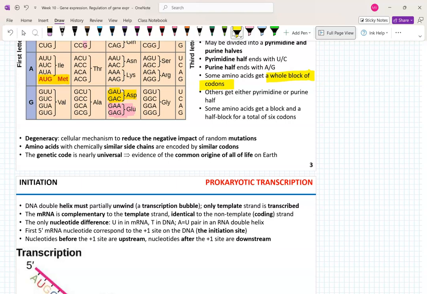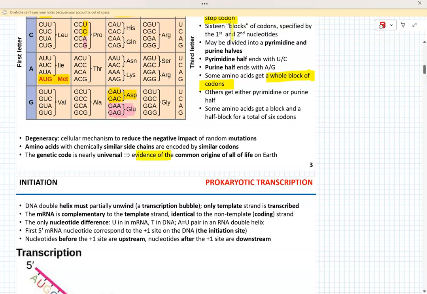In different organisms, the genetic code is practically universal, which provides an unequivocal amount of evidence for the common origin of life on Earth. So now we're going to talk about each specific step, starting with transcription in prokaryotic cells.